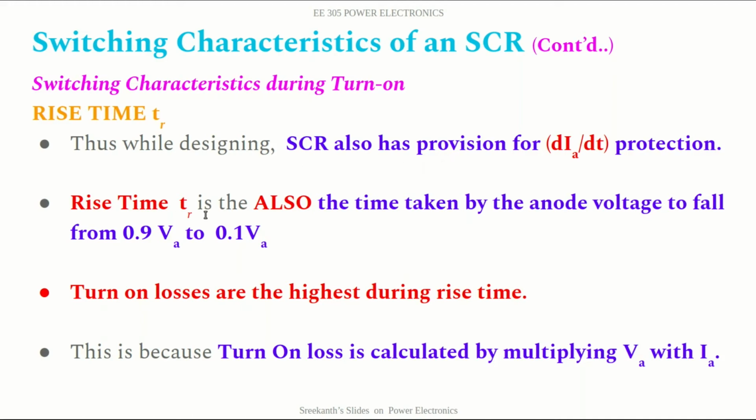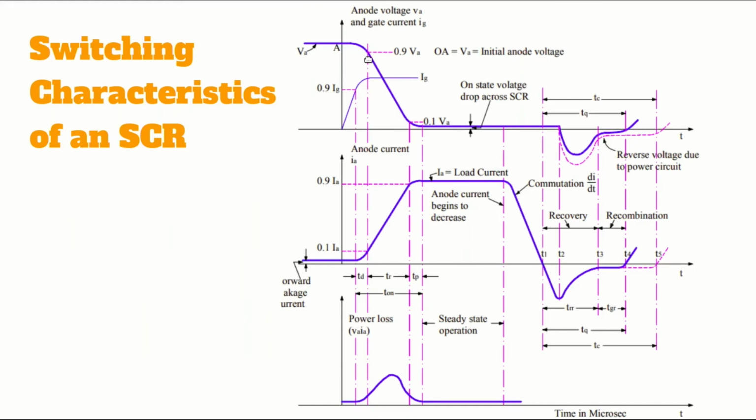Now, rise time is also the time taken by the anode voltage to fall from 0.9 VA to 0.1 VA. If you look at the diagram, you can see that this was 0.9 VA. Rise time is the time taken for VA to fall from 0.9 VA to 0.1 VA.